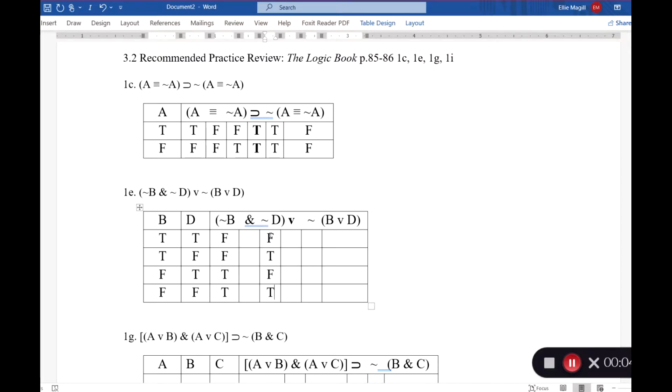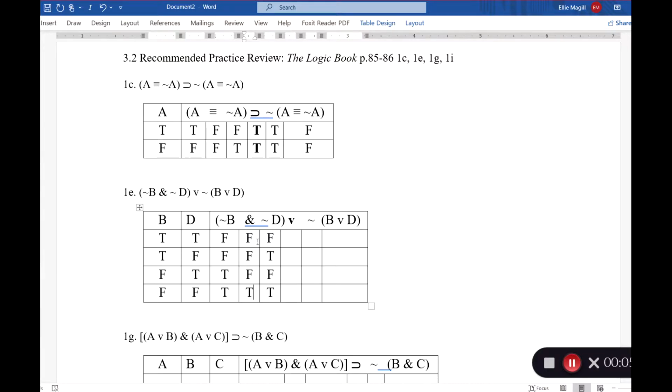So now we look at that conjunction, right? We need to remember that a conjunction is true when both conjuncts are true and false otherwise. So they're both false on the first row, so false. Not B is false here, so the conjunction is false. On the third row, not D is false, so it's false. And only on the fourth row are not B and not D both true. So it's true right here on that last row.